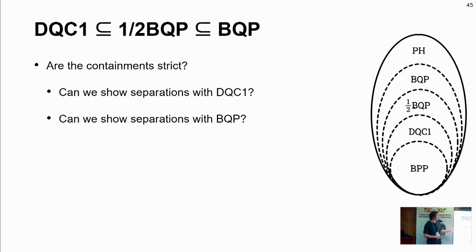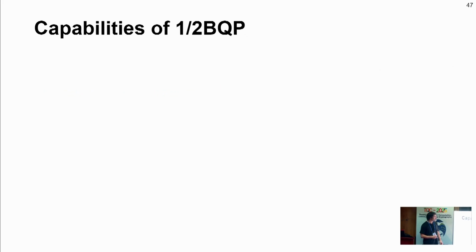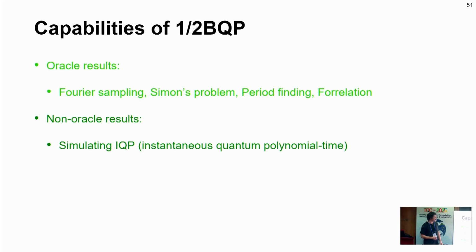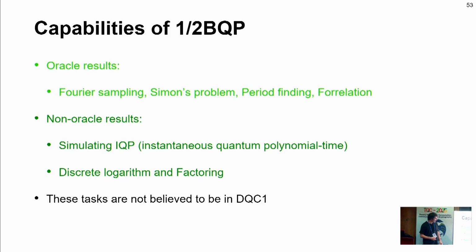So now we've shown that half BQP is at least as powerful as one clean qubit and at most as powerful as BQP. But can we show that the containments are strict? This is what we'll spend the rest of the talk on. First, let's do upper bounds for half BQP. For oracle results, as I said, all the Fourier sampling related problems are in half BQP. And for non-oracle results, we have simulating IQP, discrete logarithm and factoring outside of the oracle setting. Maybe that's exciting if you can convince yourself this is a physically realistic model. Furthermore, these tasks are not known to be in DQC1.